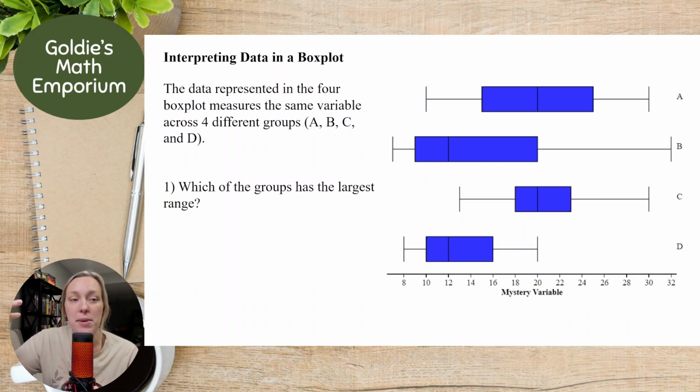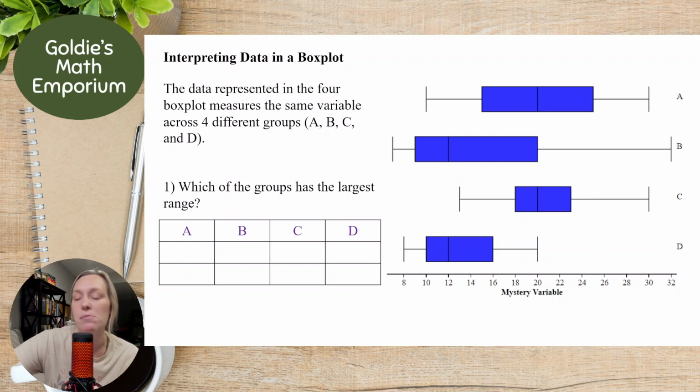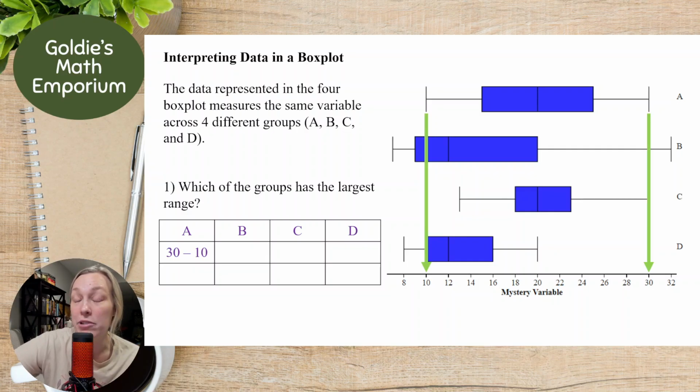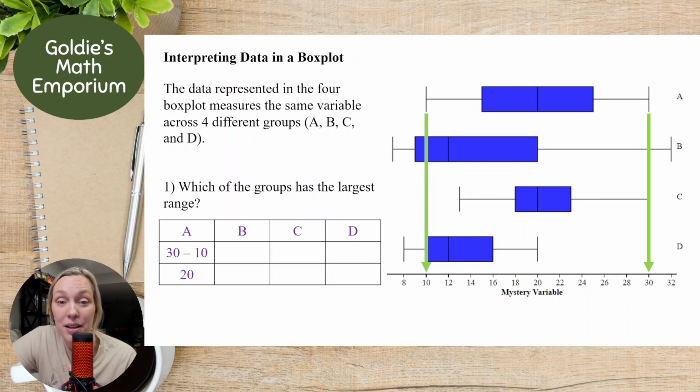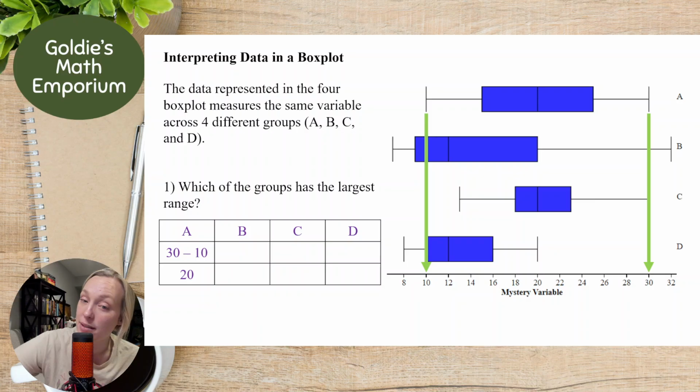A question that might be asked, which of the groups has the largest range? How can we determine which group has the largest range from a box plot? We know the range is max minus min, so we would have to determine that for each of these groups. So I made a little table to organize this. In A, I would find my max, which is 30, and my min is 10. And I would take 30 minus 10 to get 20. So the range of A is 20. And I would want to do that for each of these. Maybe you can kind of see which one has the largest range just by looking, but I want to just go through the work.